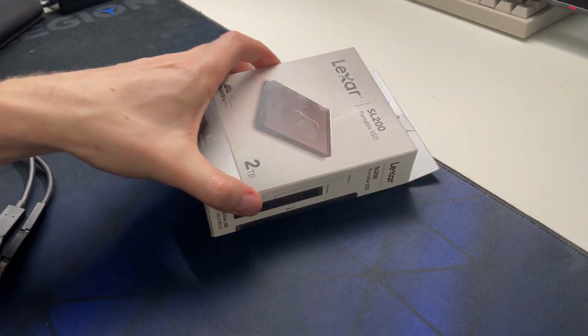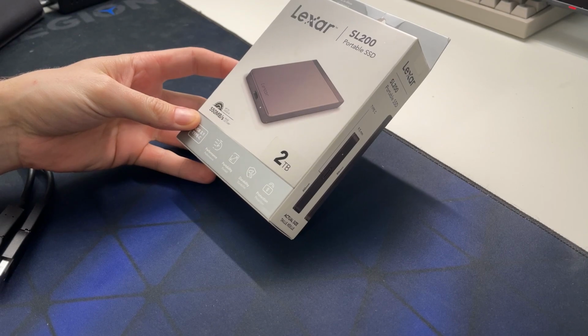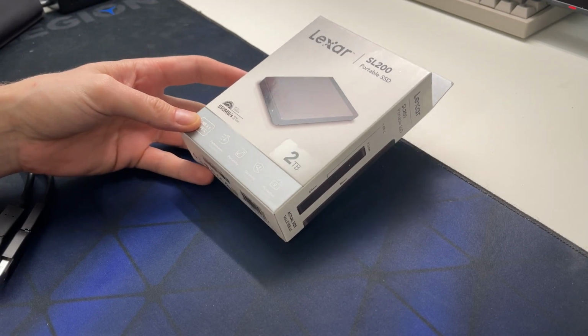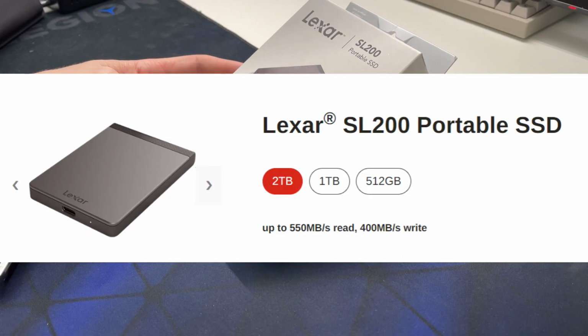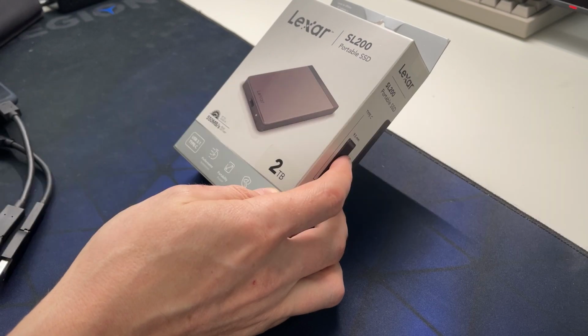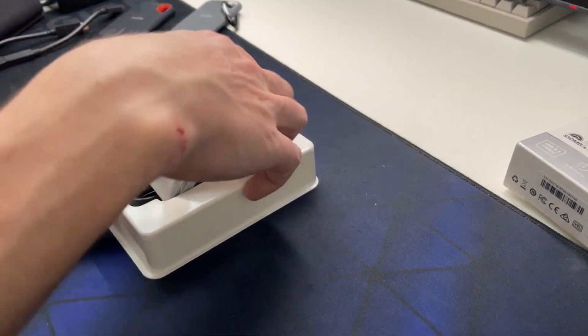I just got this off Amazon for really cheap, Amazon Canada. It was about $110 Canadian dollars, which is about 70, 75 American, somewhere around there. It's a Lexar portable SSD. It's a SATA SSD, so it's not going to be as fast as an NVMe. So look at the size of it first.